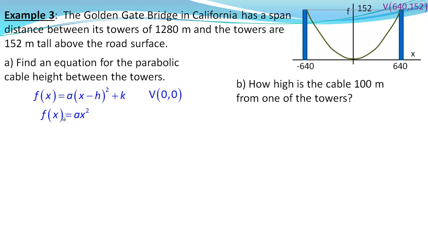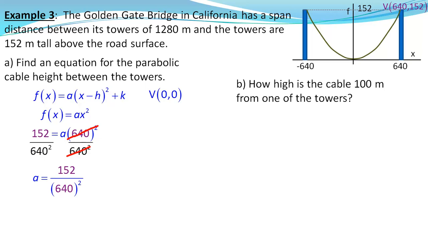So I'm going to substitute this as my function value, and the 640 is the x coordinate, so I'm going to put it in place of x here. So that's what it looks like. Now I could square this, I suppose, but I'm just isolating for a, so I'm going to divide both sides by 640 squared. And so those divide out, and that's what a equals, 152 over 640 squared.